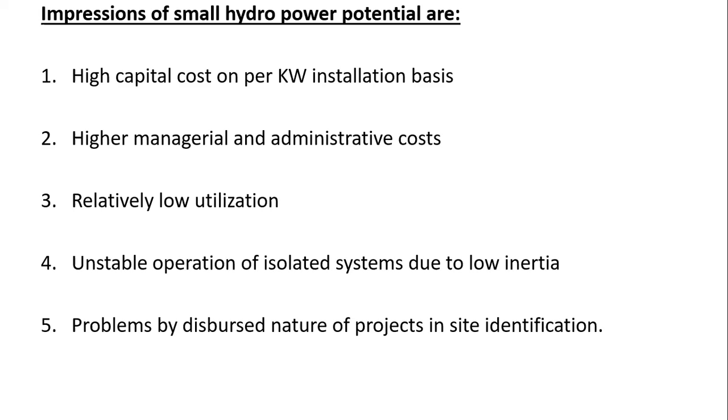These can be easily modified to generate in steps of 100 kilowatts in the micro range, in steps of 1 megawatt in the mini range, and for small, in steps of 5 megawatts. So they can be standardized in each step. For micro it is 100 kilowatts, for mini it is 1 megawatt, and for small it is 5 megawatts. These are the advantages of small hydel and mini micro we have discussed up to now.